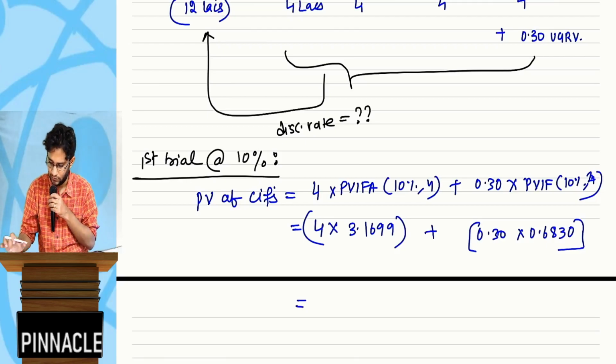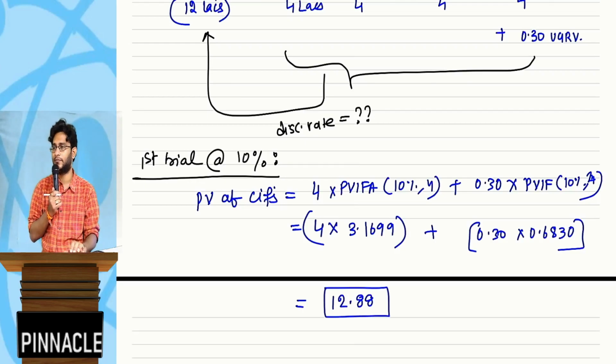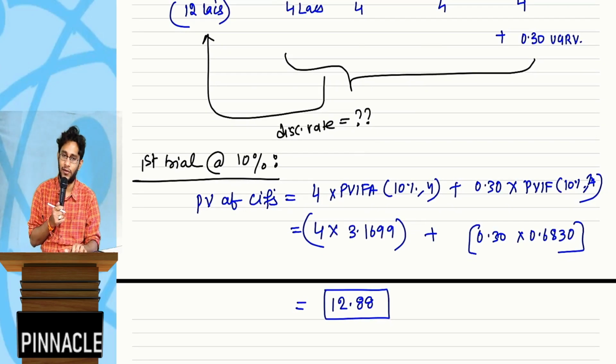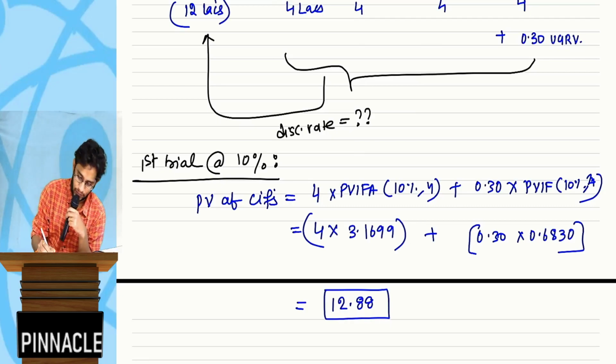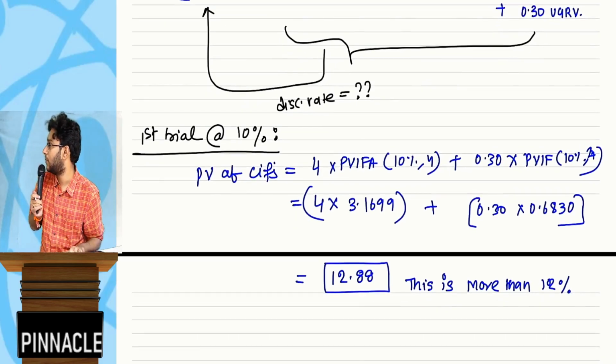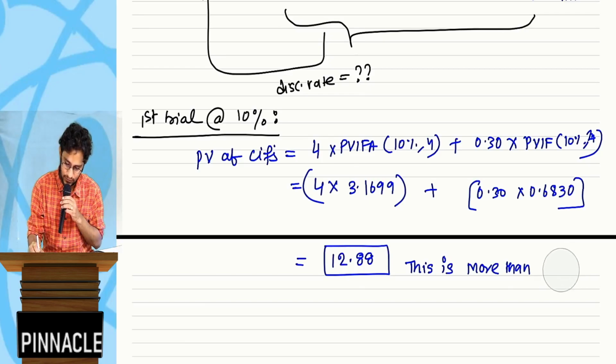Sort out this. Pakka, this will not be the answer. I am having 12.88. What is my goal? I want it to be 12 lakhs, but what I am having is 12.88. This is more than 12 lakhs. Since this is more than 12 lakhs, you failed here.